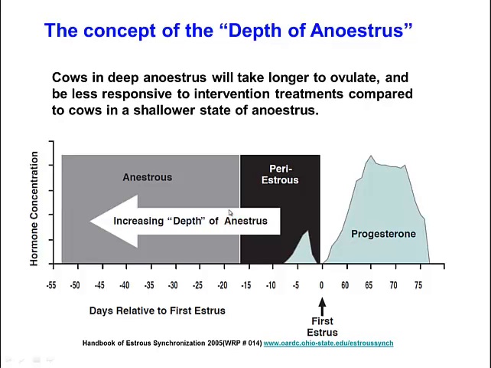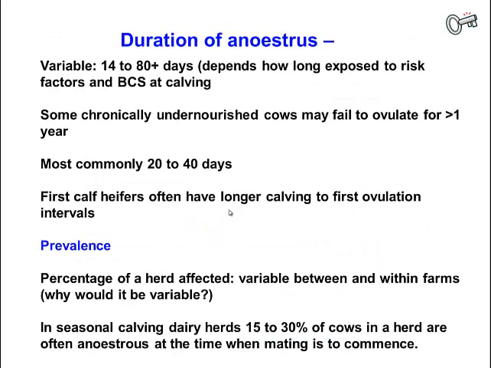So it's just the concept of depth of anestrus. The duration of anestrus, how long is anestrus? Well, it's quite variable. It can be as short as 14 days or as long as 80 days or even longer. Some Bos indicus type beef cows that are continuously suckled by their calves, if they're in poor condition, these cows may remain anestrus for more than a year or longer. It's most commonly about 20 to 40 days postpartum that animals will be anestrus for.